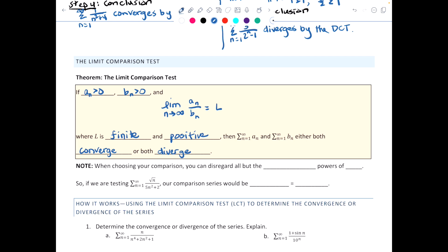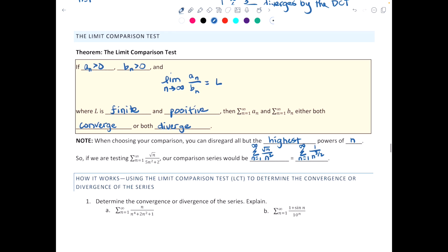Groovy? All right. So note, when choosing your comparison, you can disregard all but the highest powers of n. So if you're using, like, say, a p-series, you just look at those leading terms. So in the numerator and the denominator. So if we are testing the summation as n goes from 1 to infinity of the square root of n over quantity 5n squared plus 2, our comparison series would be the summation as n goes from 1 to infinity of root n over n squared, which is equal to the summation as n goes from 1 to infinity of 1 over n to the 3 halves when you divide those like bases. Cool? All right, so here we go.